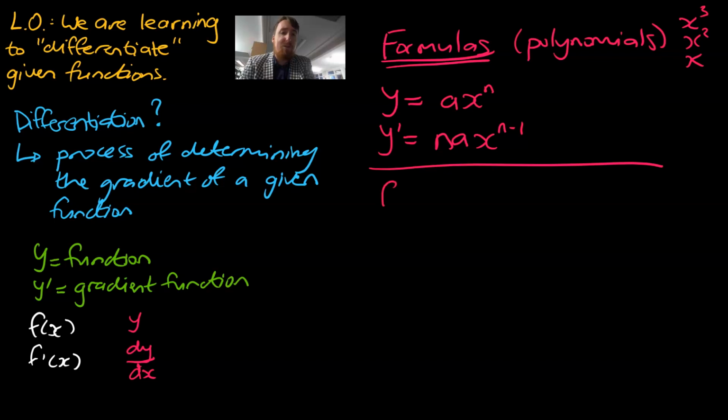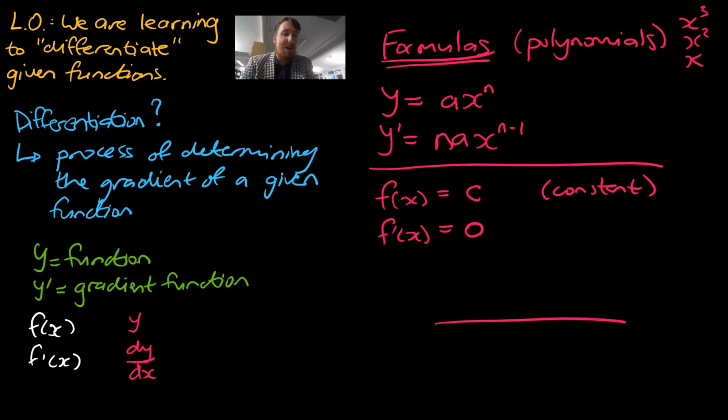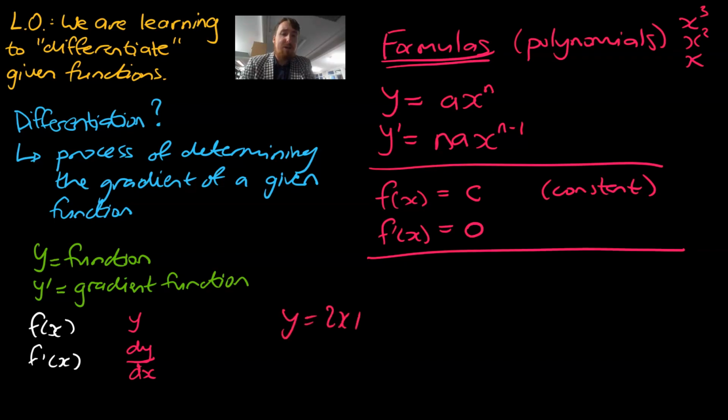The next formula: if y is a constant, the gradient there will always be 0. Because if you think about it, a constant would mean it's a straight line, and there's no rise or run here, so that gradient would just be 0. And the final formula we need to be aware of: for example, maybe you've got y equal to 2x plus 3 or plus 2.